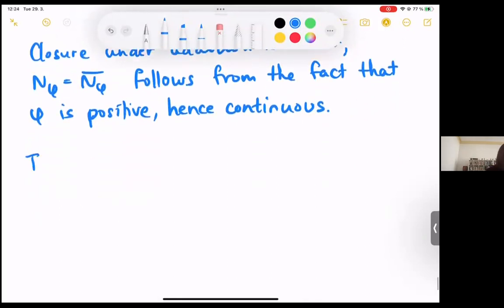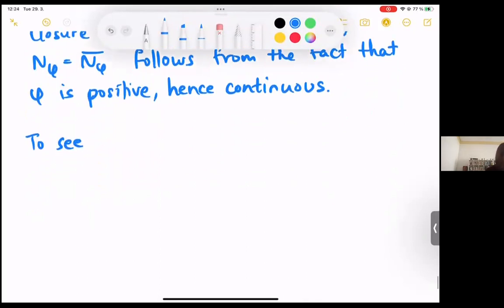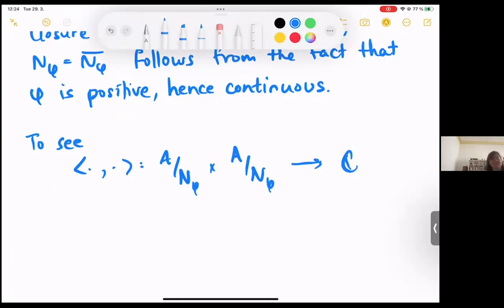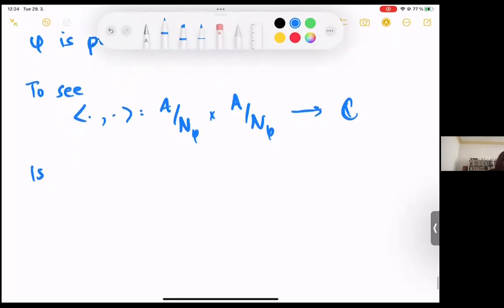Okay, so next we want to see that this defines an inner product. So you have to remember what that means, and maybe it's a long time since you did linear algebra. So I know what it is for me. So what do we need to show? We need to show that it's linear in the second coordinate.